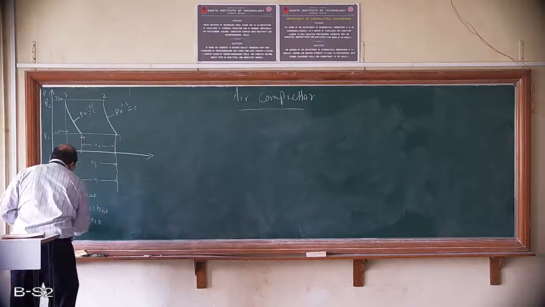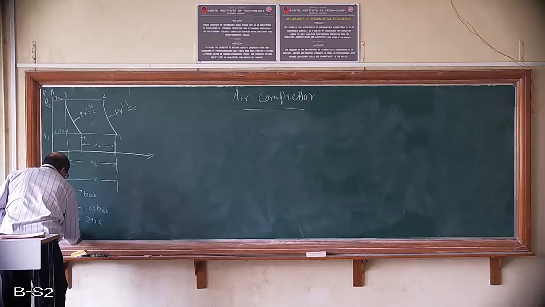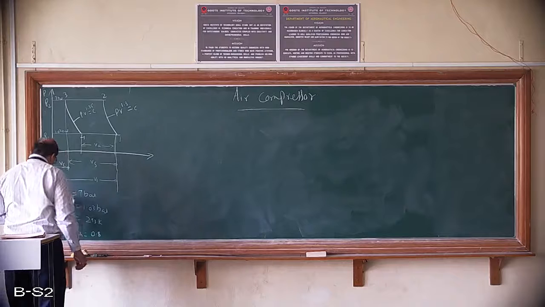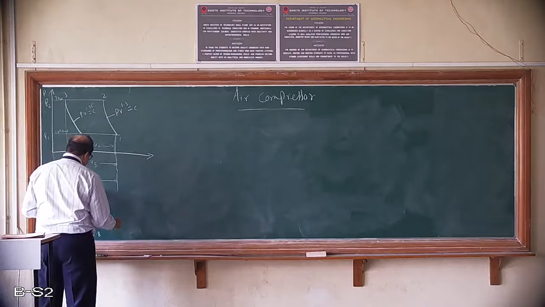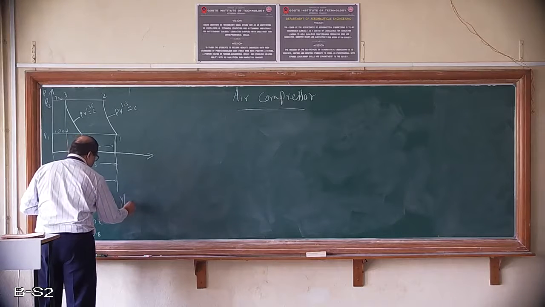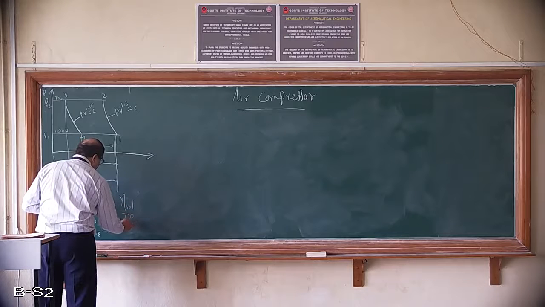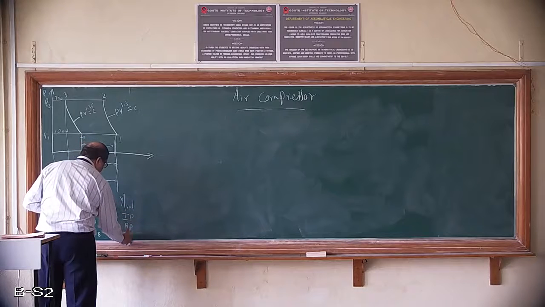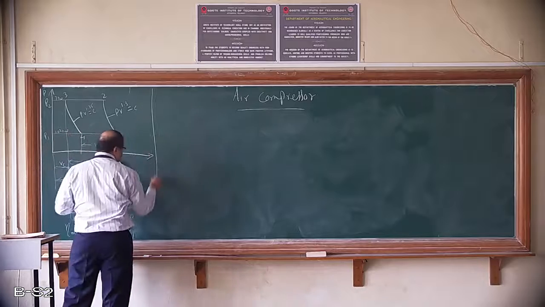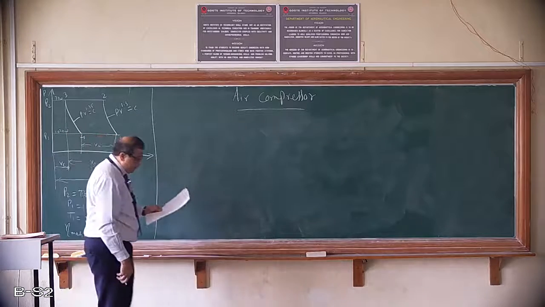So mechanical efficiency is 80%, 0.8, and what we need to find out? The volumetric efficiency, IP, BP, and D and L. These are the things we need to calculate in this problem.